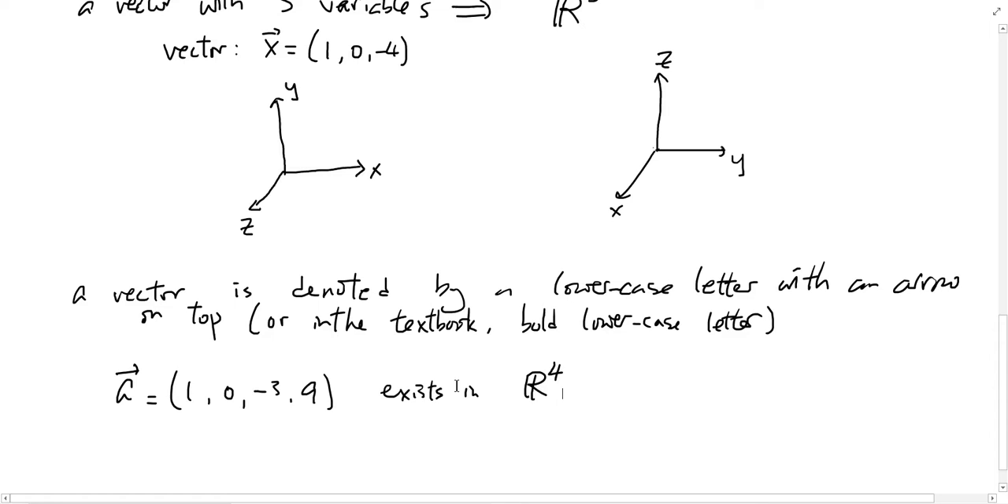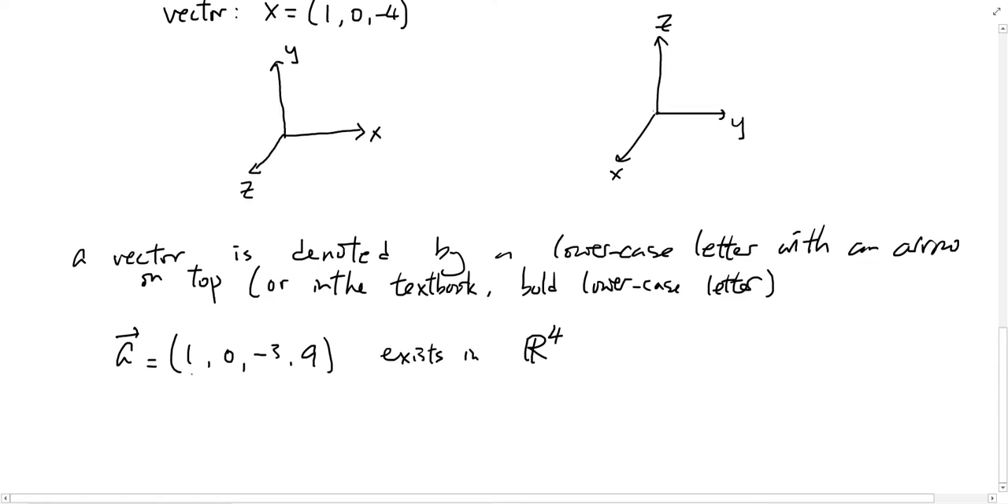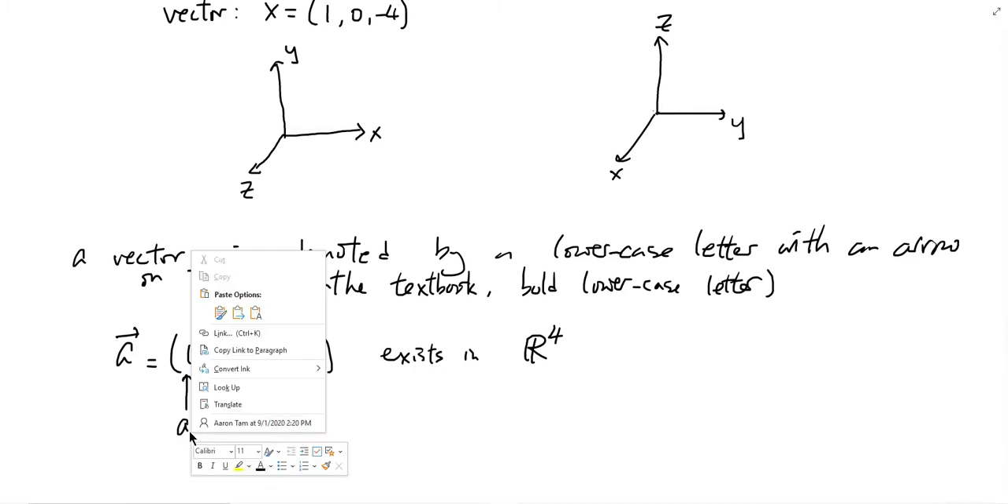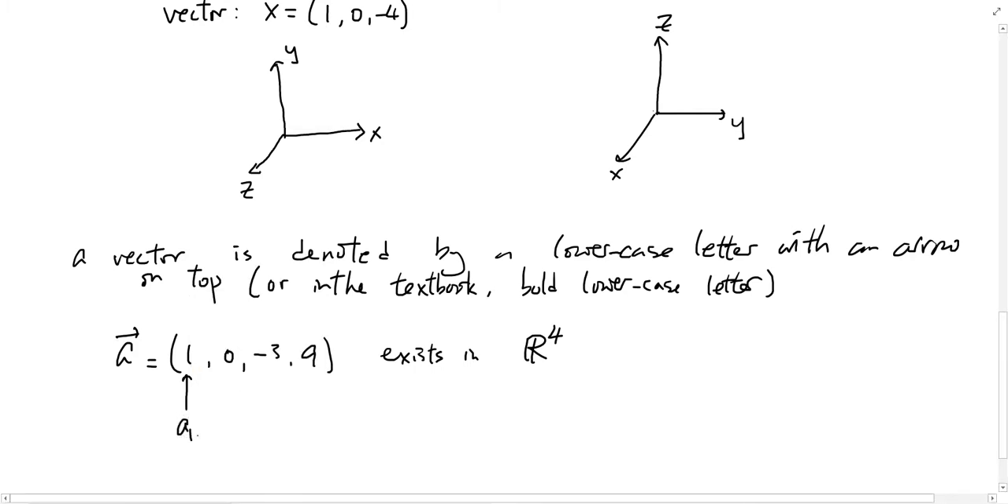And so what happens to each of these numbers inside? Well, each of these numbers inside is going to be identified by the following. The first number is often referred to as A sub 1. The second number, A sub 2. The third number, A sub 3. The fourth number, A sub 4.